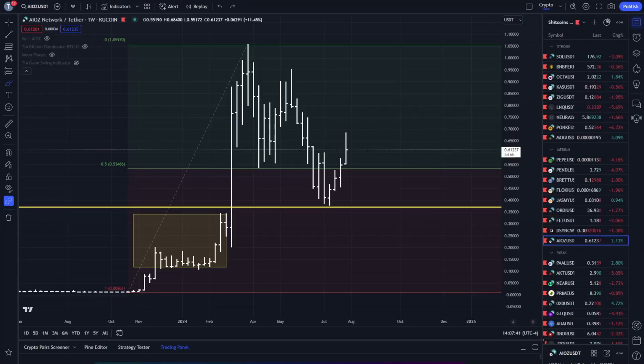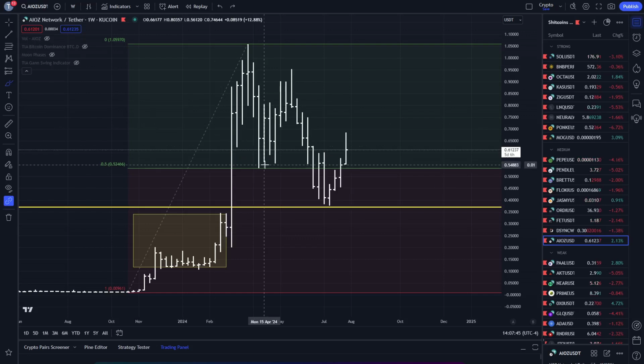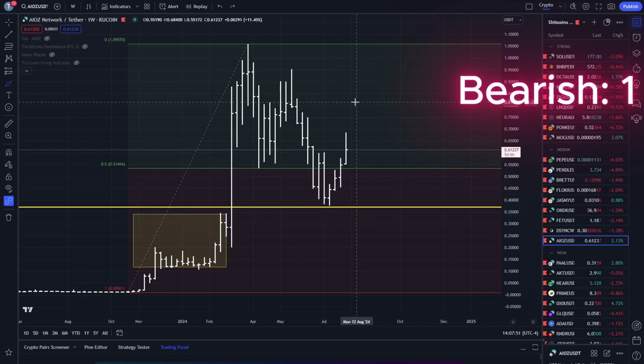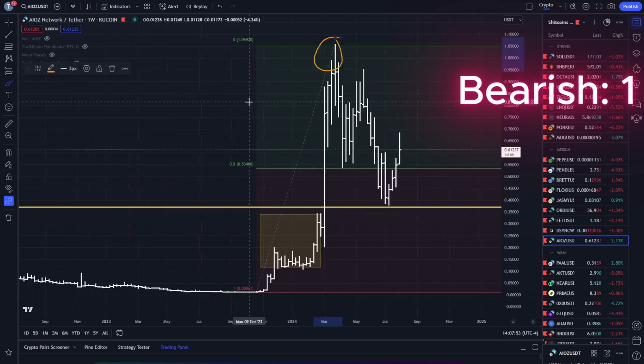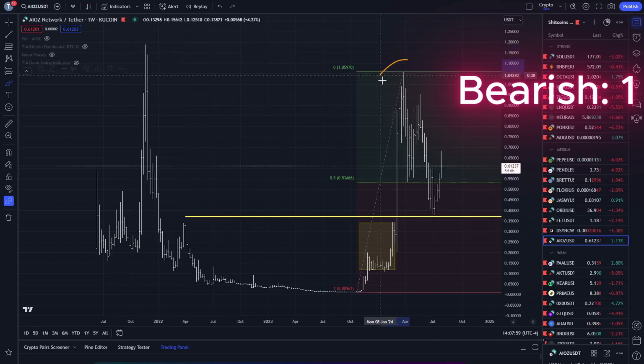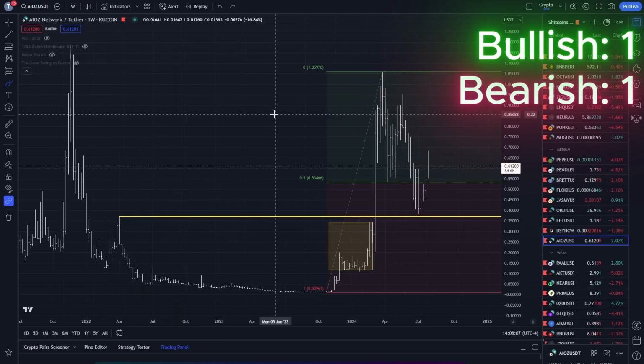Next, we have a coin which I'm not too sure how to pronounce, AIOZ, something like that. So for this one, are we making higher lows? Well, we are not. We're making lower lows. Are we above the all-time high? Well, it may look like it's this one, but we have to zoom out. It's actually there. So we are below the all-time high. But I do like that in the previous run, we were quite near the previous all-time high. So that's fairly good. Would be better if it went above.